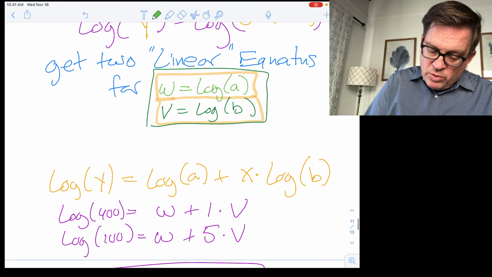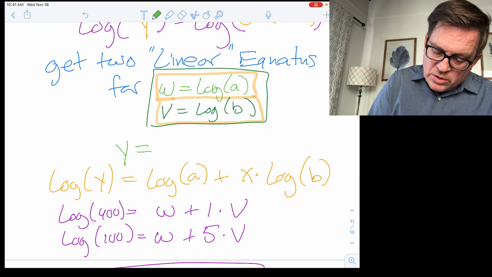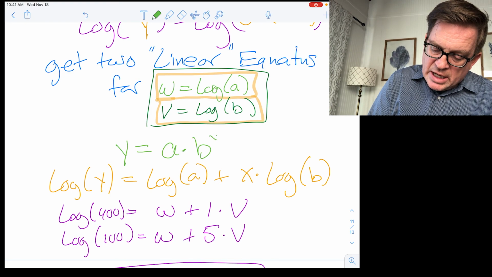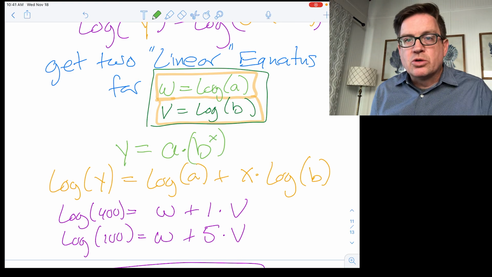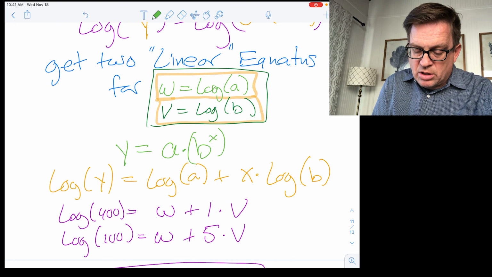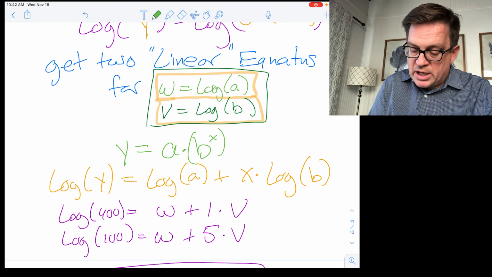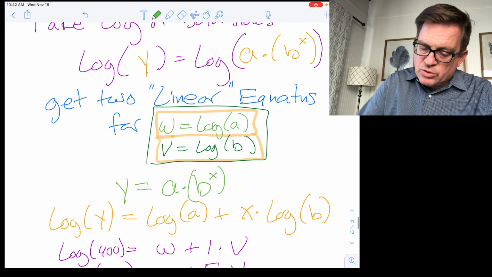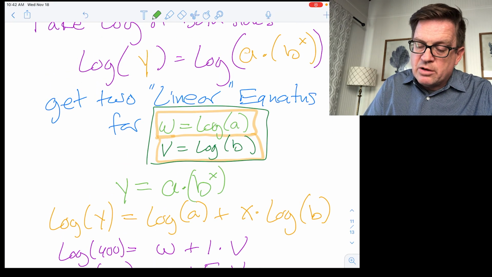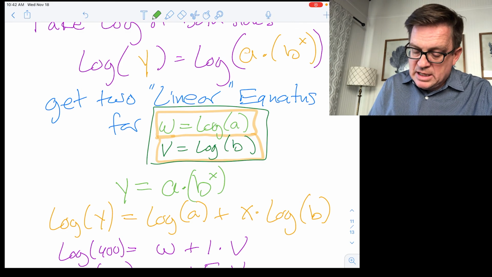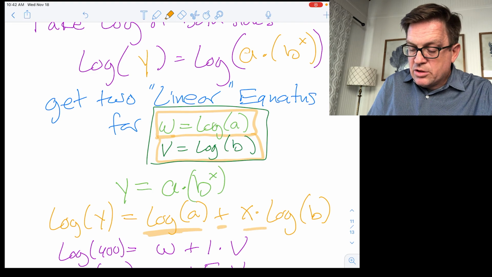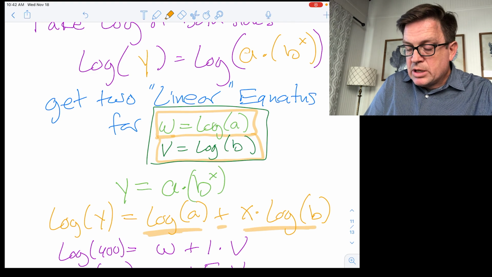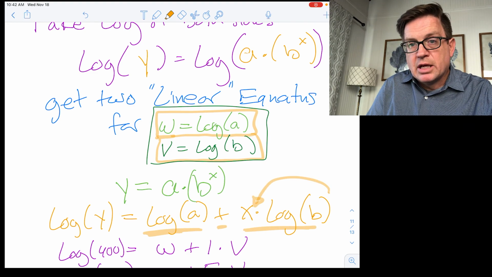So if we have the original equation, which is y equals a times b to the x, we can use our rules for logarithms, and the logarithm of the left side is log of y. Then the logarithm of a times b to the x is just the logarithm of a plus the logarithm of b to the x. But we can bring that exponent down in front and make it x times the logarithm of b.